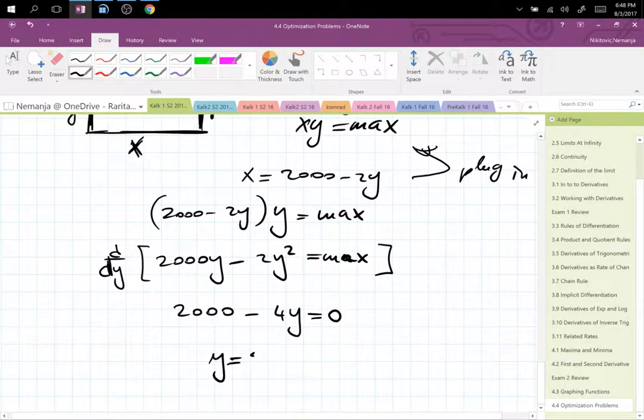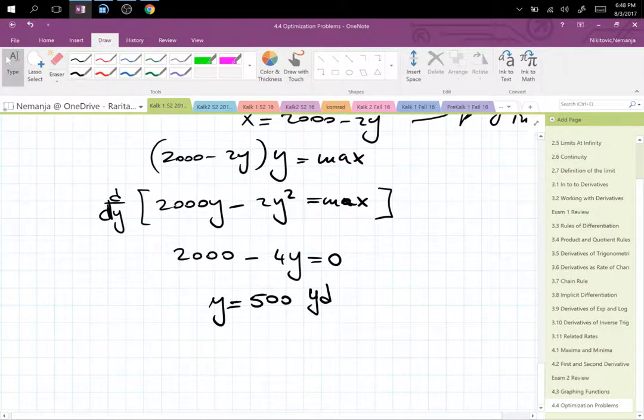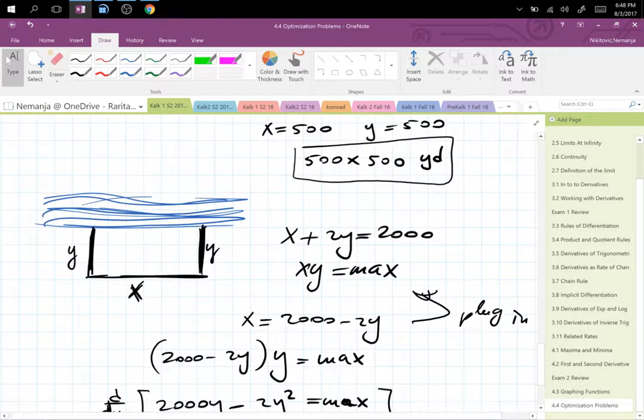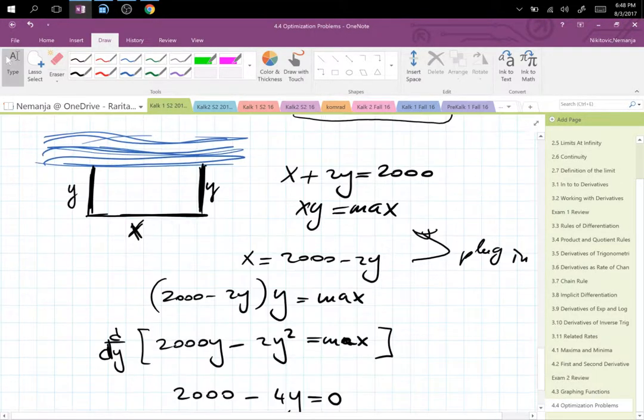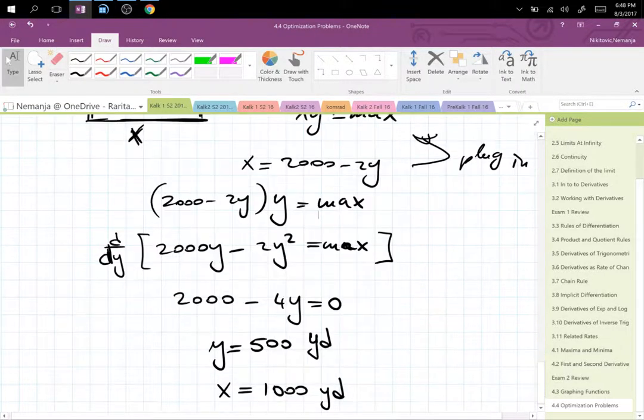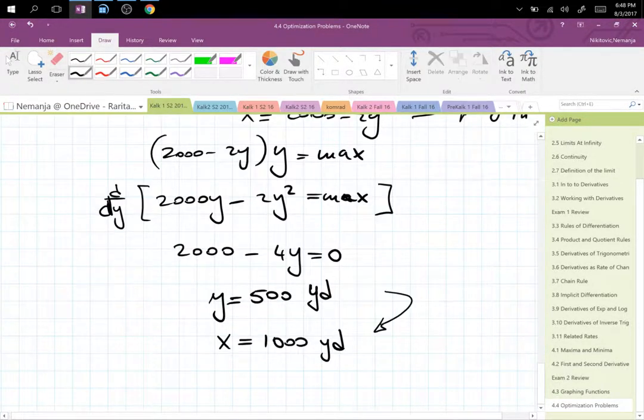So how much is y? Very good. And x must be 1000. When you bring back 500 for y in this equation here, 2 times 500 is 1000, 2000 minus that, right? So from here to here we said x is equal to 2000 minus 2y, and we know that y is 500. So what are the dimensions now? 1000 by 500 yards.